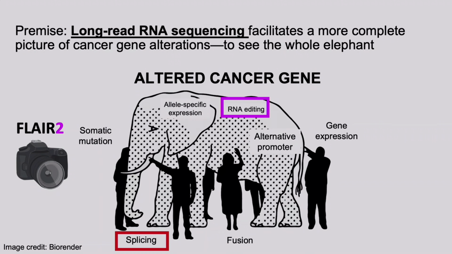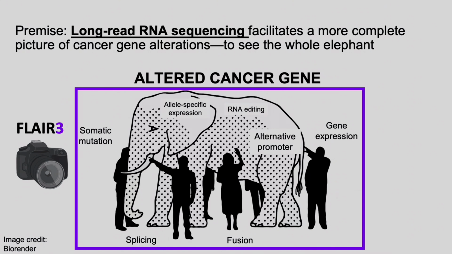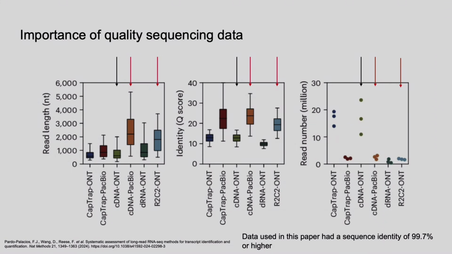We next developed FLAIR 2, which improved our ability to detect splicing, as well as incorporating RNA editing. But today I'm going to talk to you about FLAIR 3, which really starts to do this incorporation of all these different types of mutations that could contribute to cancer and seeing them in a holistic manner. And the beautiful thing about incorporating all these different changes is it allows you to do more accurate functional interpretation of what impact a given variant may be having in a cell.